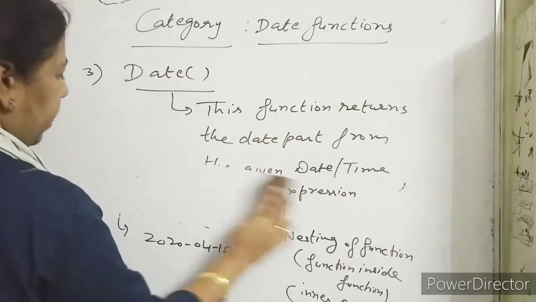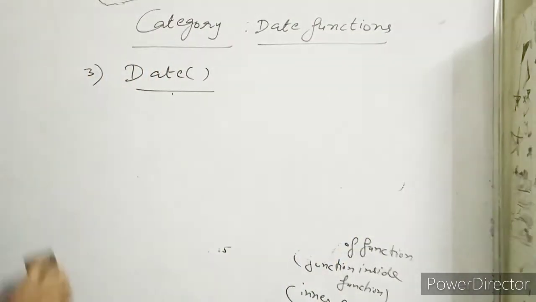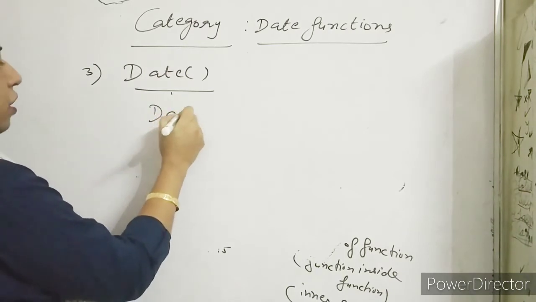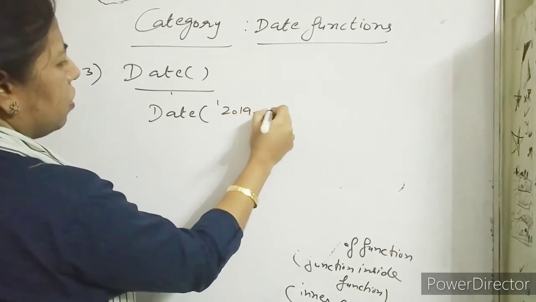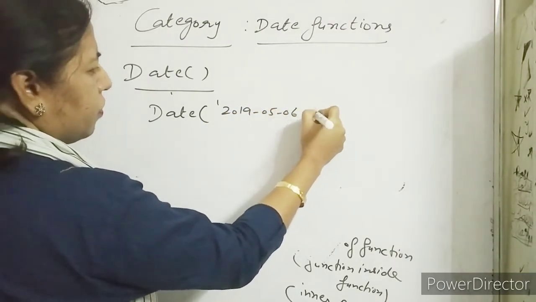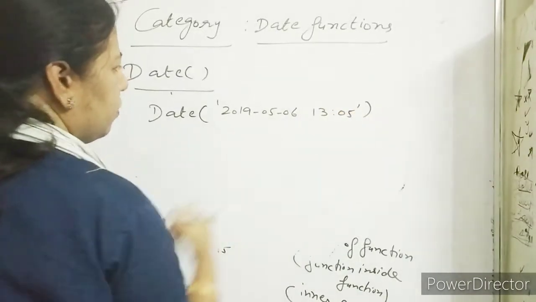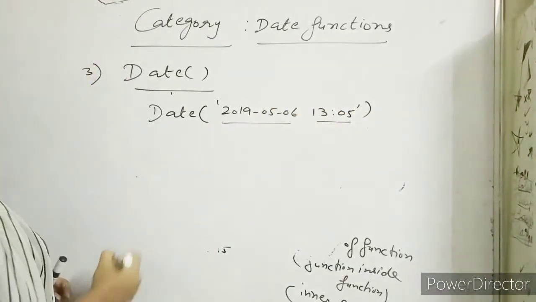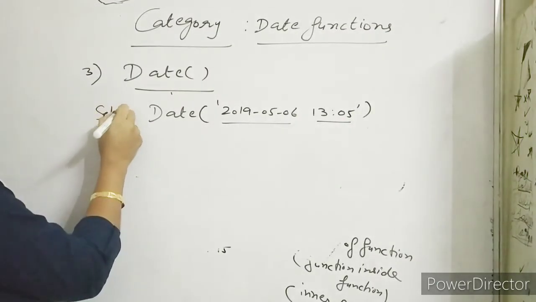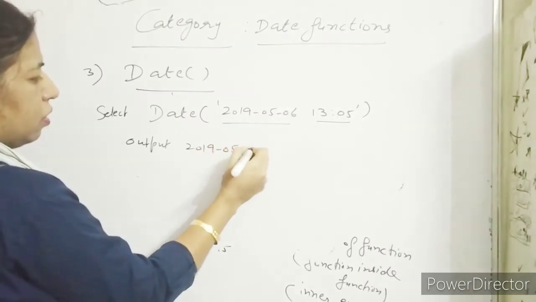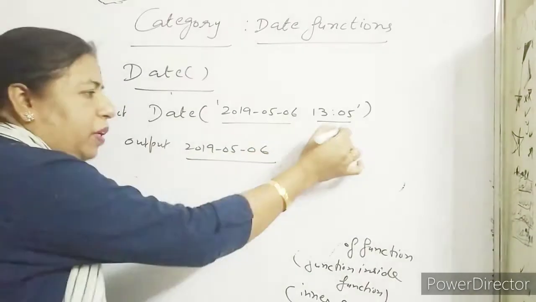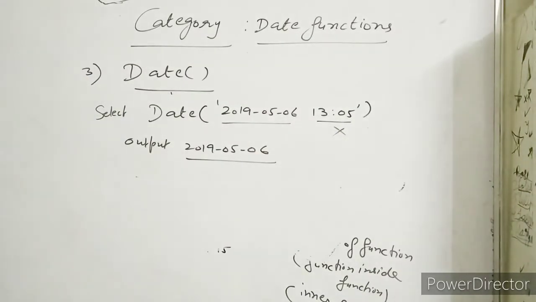One more example I am writing here. Suppose I give here a date and I write myself the date and time, suppose 13:05. Clear? This is the date, this is the time. What will the date function return? If I put it in a select query, then the output is only the date part. Clear? Time will not be displayed. This is the functioning of the date function.